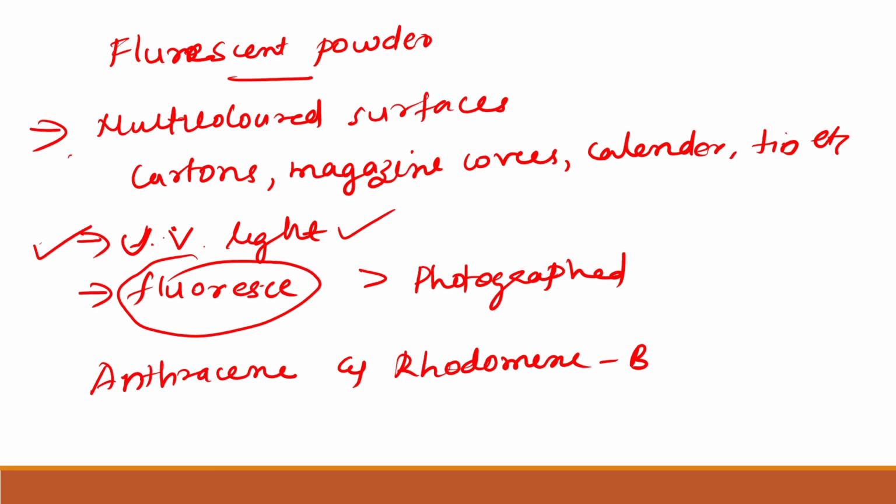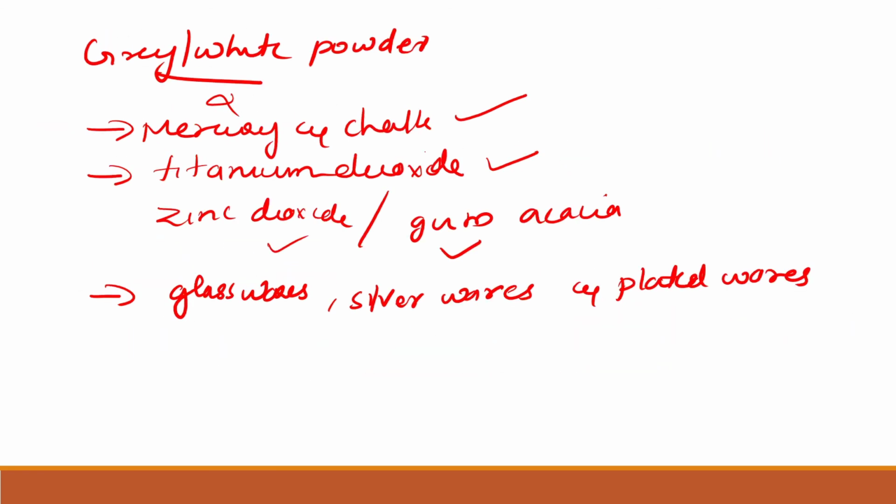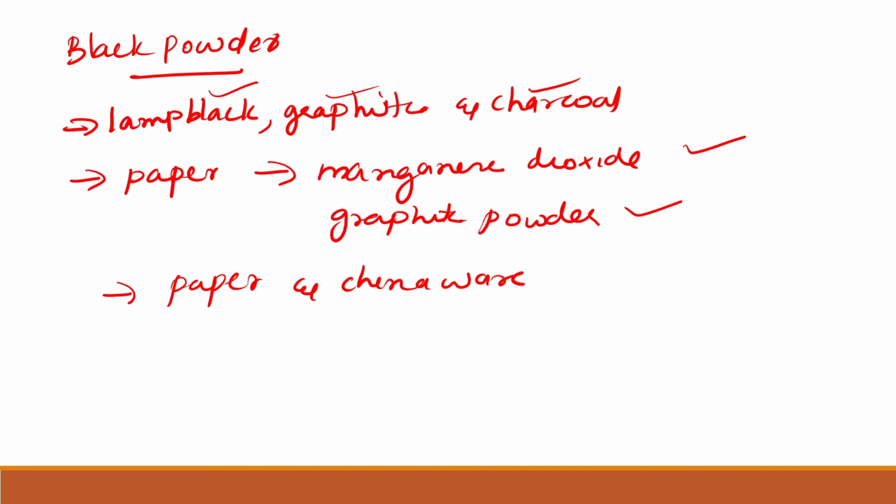So these are the types of powders which can develop fingerprints. First one is black powder. The basic ingredients are lampblack, graphite and charcoal. When we use this on absorbent surfaces such as paper, which are porous surfaces, you should add manganese or graphite powder, that is, heavy metal salts, to get a better result. This will give better results on paper and chinaware.